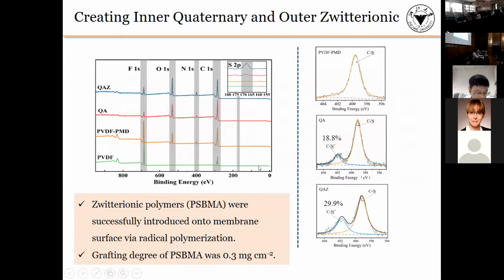From the XPS, according to the wide scan and the core-level nitrogen signals, we confirm the sulfur and also the quaternary ammonium group. According to this result, we can calculate the grafting degree of SBMA was about 0.3 microgram per centimeter square.